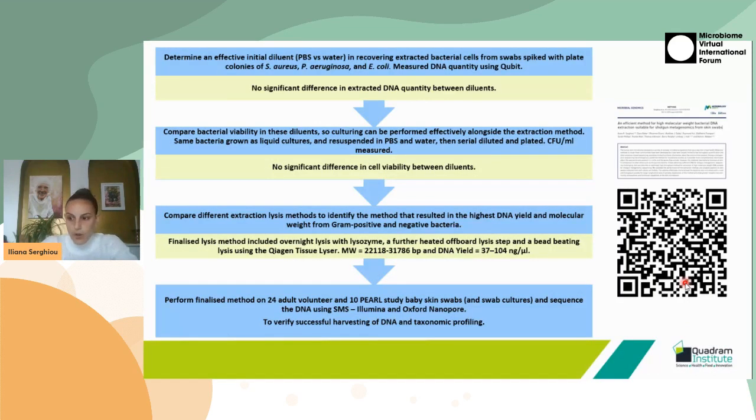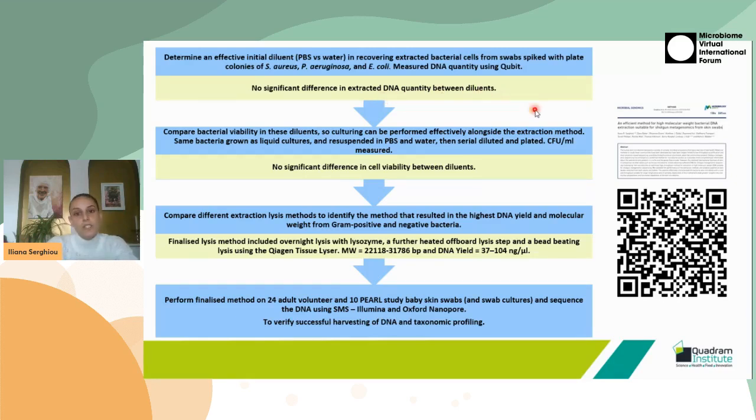Okay, so I'm just going to go through very briefly a series of experiments that I performed before finalizing a method. So to determine an effective initial diluent in recovering extracted bacterial cells from swabs that were spiked with plate colonies of gram-positive and negative bacteria, I was using PBS and water because this is what's mostly used in literature. So I thought I'd do a comparison to see what has the best results.